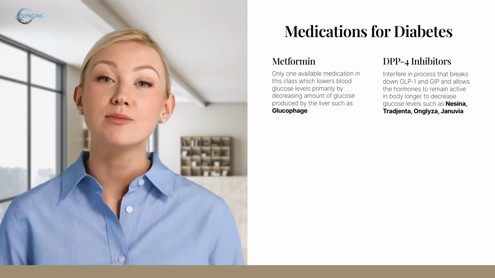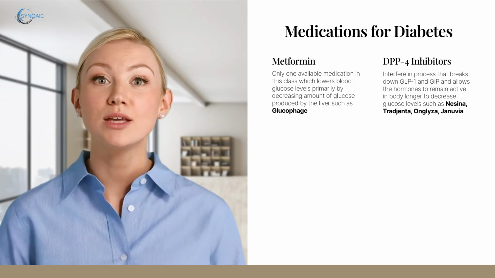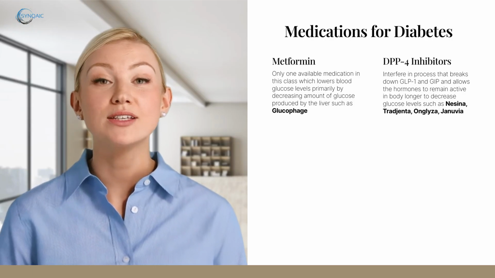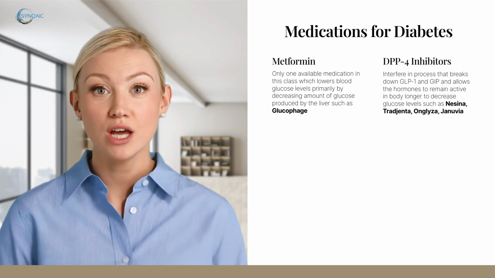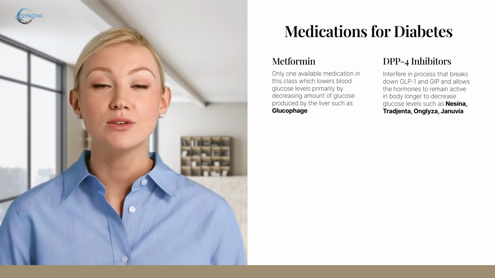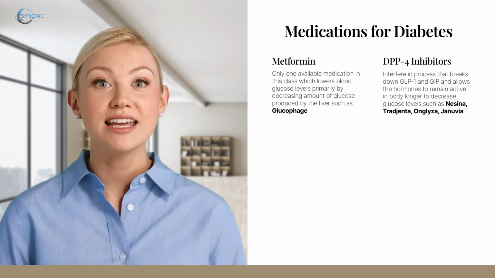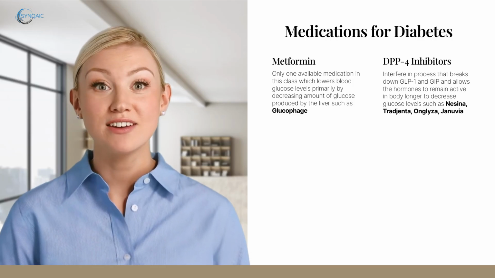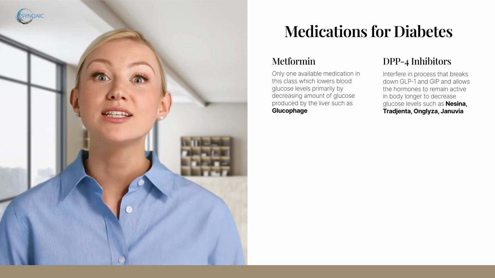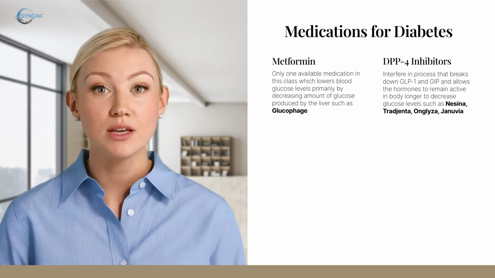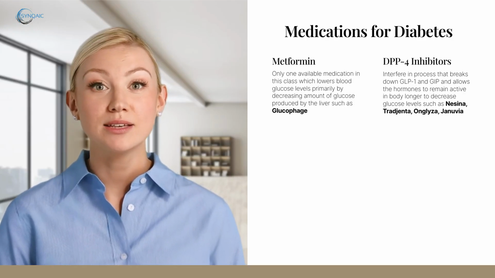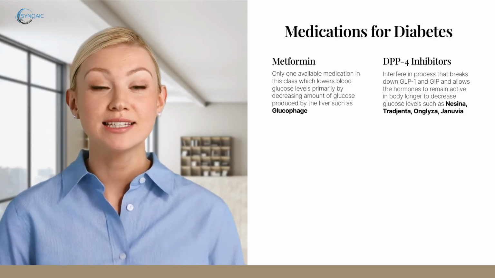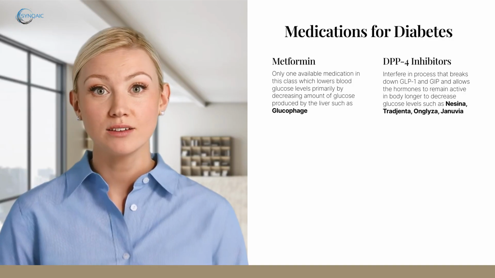By interfering in the process that breaks down GLP-1 and GIP, DPP-4 inhibitors allow these hormones to remain active in the body longer, lowering blood glucose levels only when they are elevated. DPP-4 inhibitors do not cause weight gain and are usually very well tolerated. There are 4 DPP-4 inhibitors currently on the market in the US: alogliptin, Nesina, linagliptin, Tradjenta, saxagliptin, Onglyza, sitagliptin, Januvia.